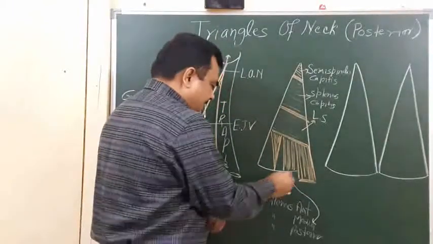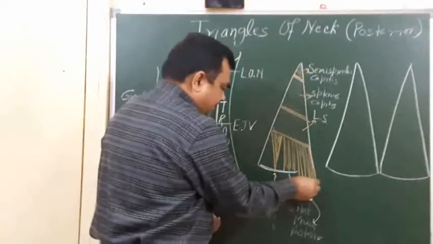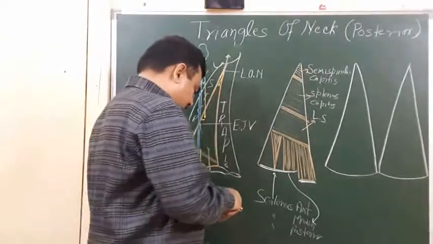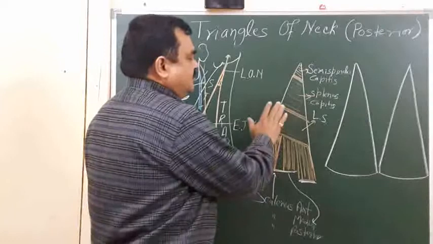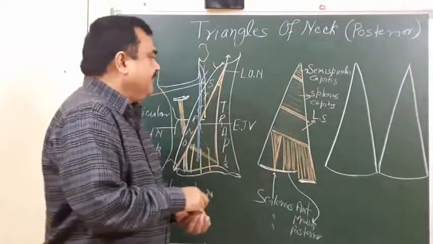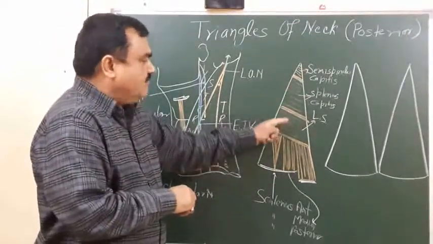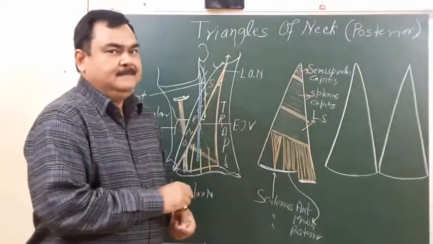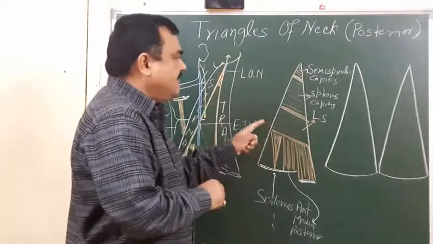In this diagram, this is the level of the first rib. This is the first rib. This is the second rib. These muscles form the floor of the posterior triangle of the neck. This floor is covered with prevertebral fascia. That is the fascia of the neck.